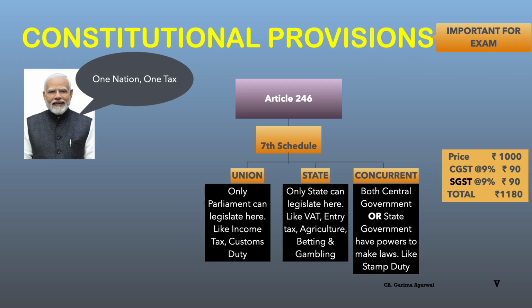To implement GST, we didn't just pass a new law, we amended the Constitution. The 101st Constitutional Amendment Act 2016 fundamentally altered Article 246 and the 7th schedule. The newly inserted Article 246A is unique because it overrides Article 246 and 254, allowing both the Parliament and state legislatures to pass their own GST laws concurrently, preserving the federal balance.